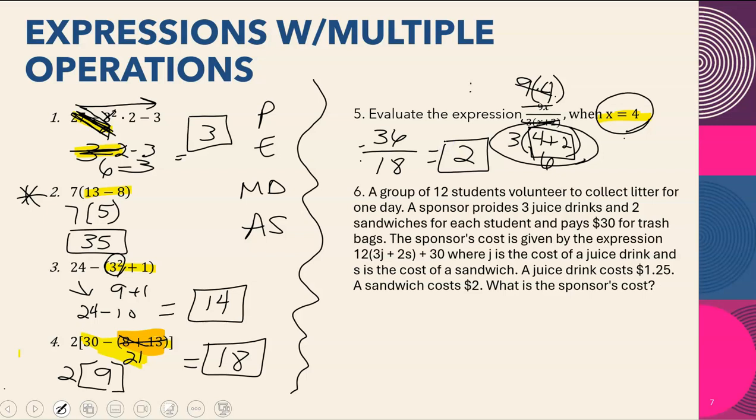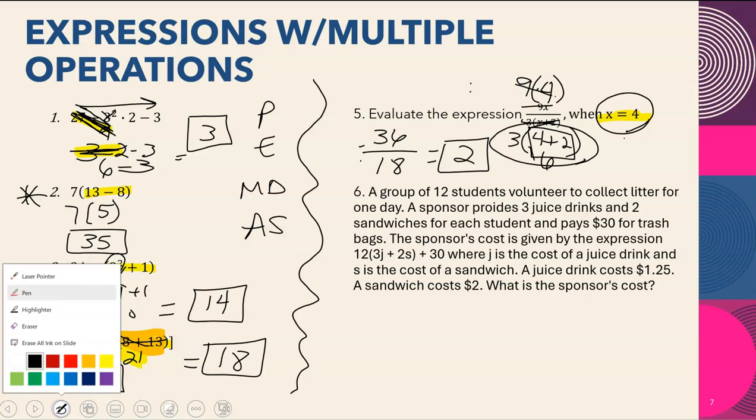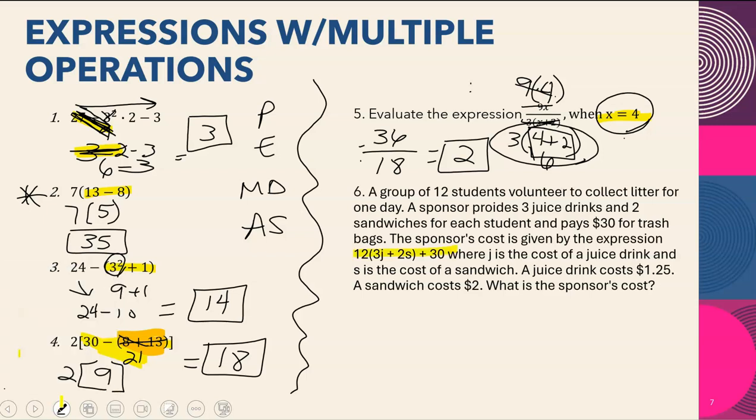All right, last one. A group of 12 students volunteer to collect litter for 1 day. A sponsor provides 3 juice drinks and 2 sandwiches for each student and pays $30 for trash bags. The sponsor's cost is given by this expression. So they give you the expression, that's nice, where J is the cost of the juice drink and S is the cost of a sandwich. If a juice drink costs $1.25 and the sandwich costs $2, what was the cost altogether?